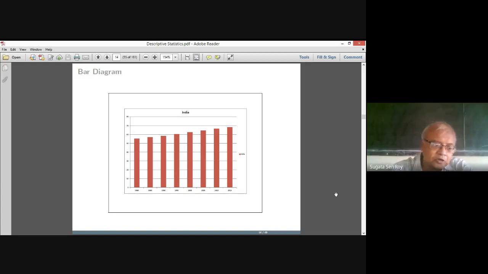The first thing that you always do in descriptive statistics is to exhibit the data, because it's very easy to comprehend when you have the data in a diagrammatic form. Okay.